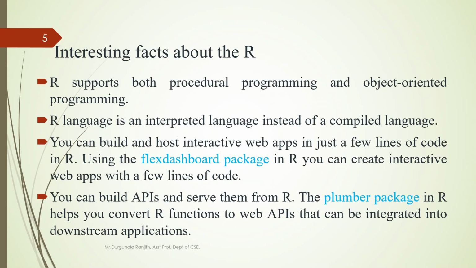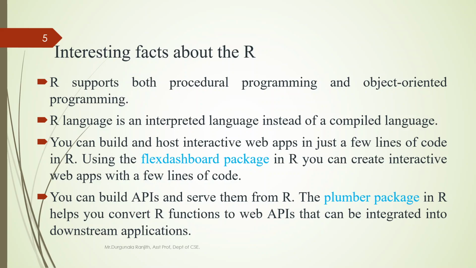Now let us understand, before getting into R programming, some interesting facts about R programming. One fact is that it supports procedural programming and object oriented programming. What is meant by procedural programming is that it supports different types of variables and functions, inbuilt functions and user defined functions. So we are writing in the form of functions, that is procedural programming. And it also supports object oriented OOPS concepts like class and object and so on. So this is one fact about R programming.